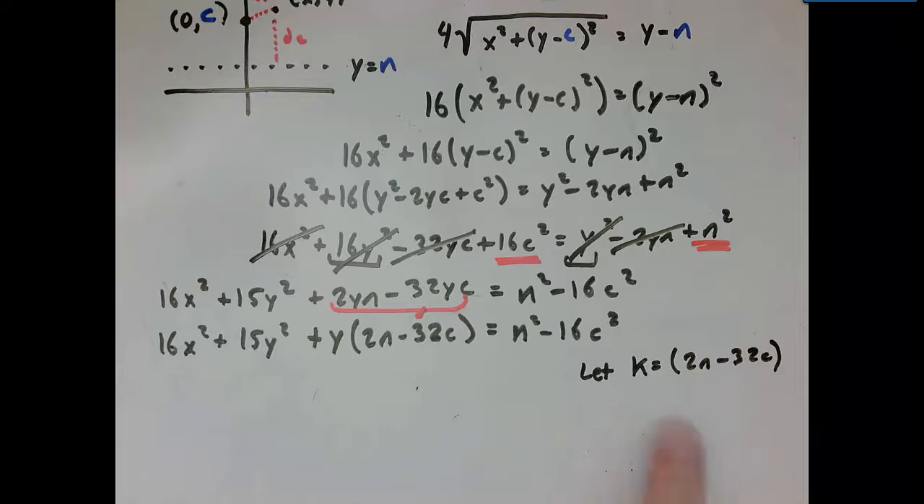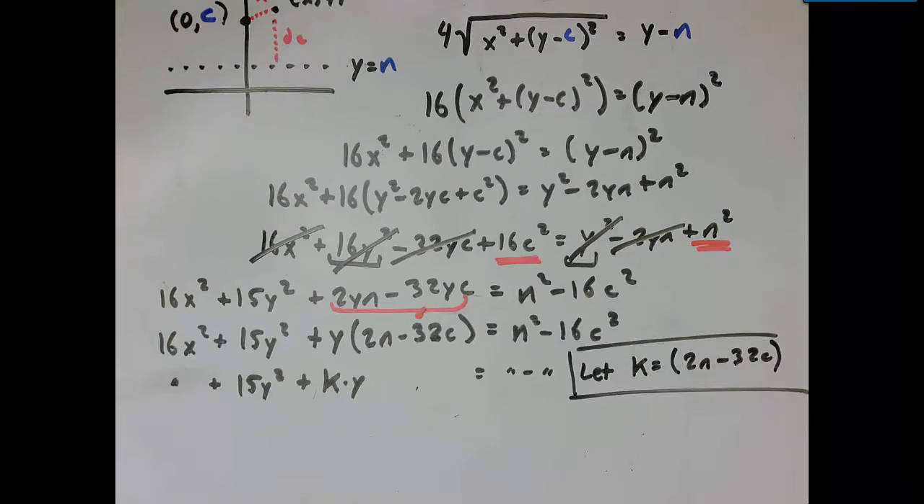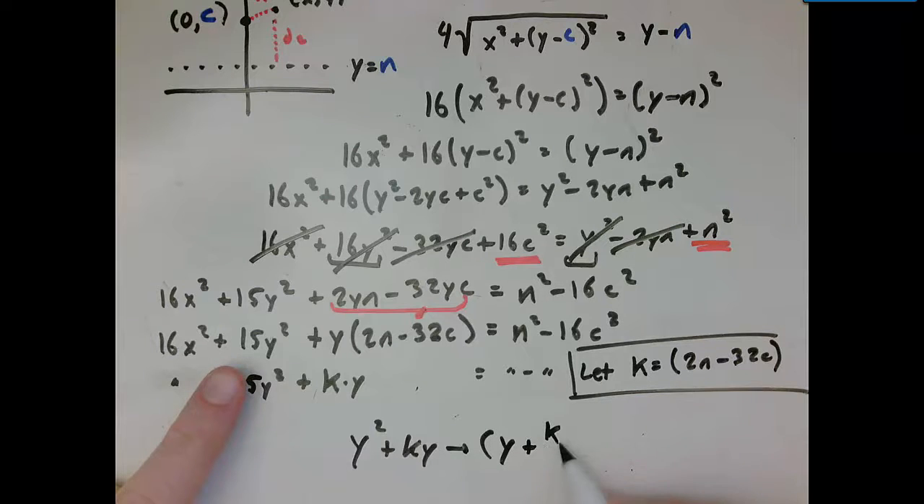So now I can rewrite my original equation here. Okay, so the 16x squared is still there. This stuff is still there. 15y squared is still there. But instead of this thing times y, I'm now writing it as k times y because I defined k as that thing. Okay, let's complete the square. If there wasn't a 15 here, that seems a lot easier. If I'm just completing y squared plus ky, we can complete that square very easily. It's going to be y plus k halves squared minus k squared over 4.